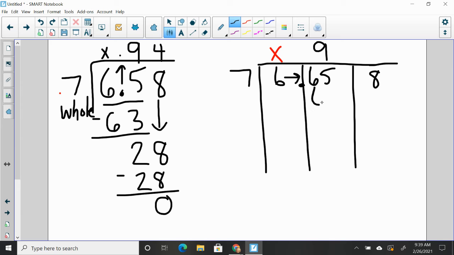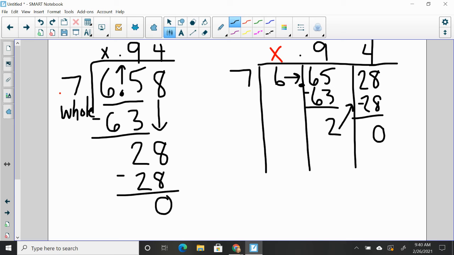9 times 7 is 63. I'm going to subtract that and end up with 2. I'm going to slide the 2 up in front of the 8. And 7 goes into 20 exactly 4 times. And there you have your answer and your decimal point. Okay? So that's how you divide a decimal number by a whole number.